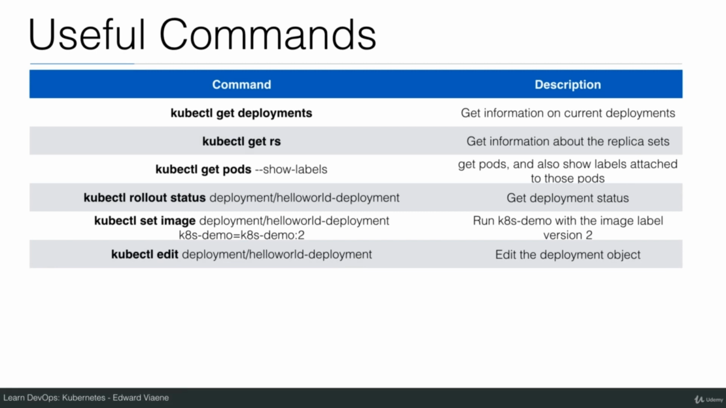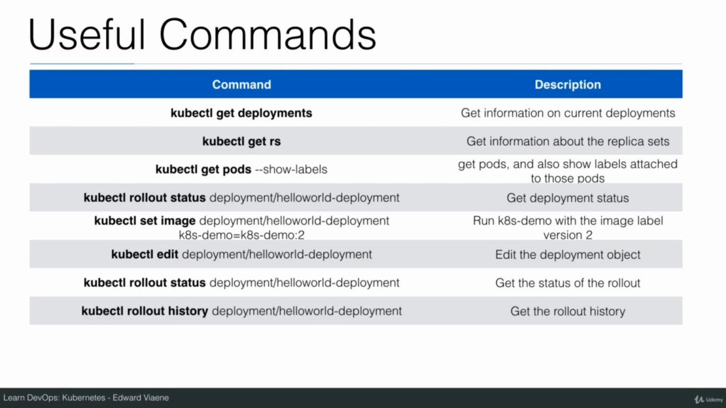You can achieve the same thing using kubectl edit, and then you can edit this deployment object. kubectl rollout status is going to give you the status of the rollout. If you update your image to a new version, then you can use this rollout status to see how the deployment is progressing. kubectl rollout history is for when you want to see a history of your deployed versions. So let's say that you first have version 1, then version 2, version 3. kubectl rollout history will show you those different versions. And this brings us to something very useful.